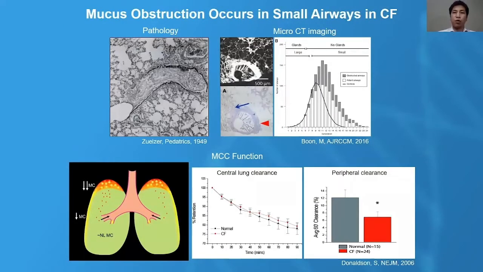Indeed, mucus obstruction appears to occur in small airways in CF. Micro-CT data exhibit mucus obstruction starts at 6 to 7 generation bronchi to distal airways. Also, lung particle clearance data show reduced particle clearance, particularly in small airways in CF. Given these data, it is important to understand region-specific MCC systems, particularly in small airways.